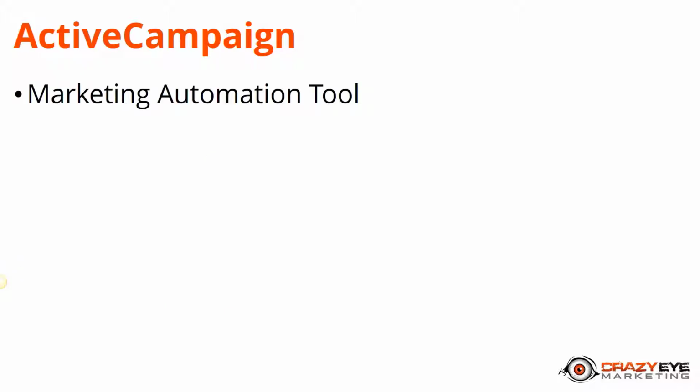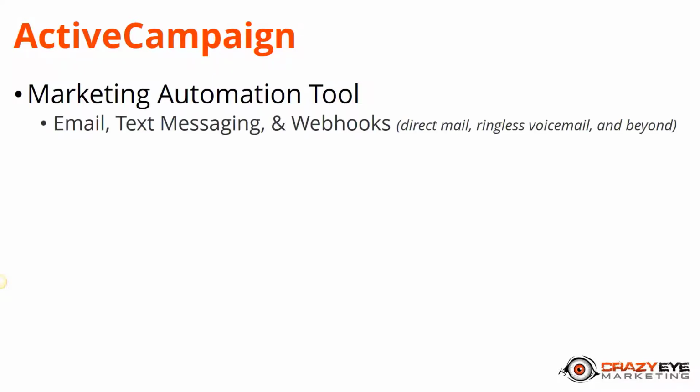So what exactly is ActiveCampaign? Well, it is a marketing automation tool, which means that it can automatically send out emails, text messages, and webhooks. And webhooks allow you to connect to thousands of other services for things like direct mail and ringless voicemail. So ActiveCampaign allows you to automate a whole bunch of your engagements with your leads and your customers and just makes your life a lot easier.